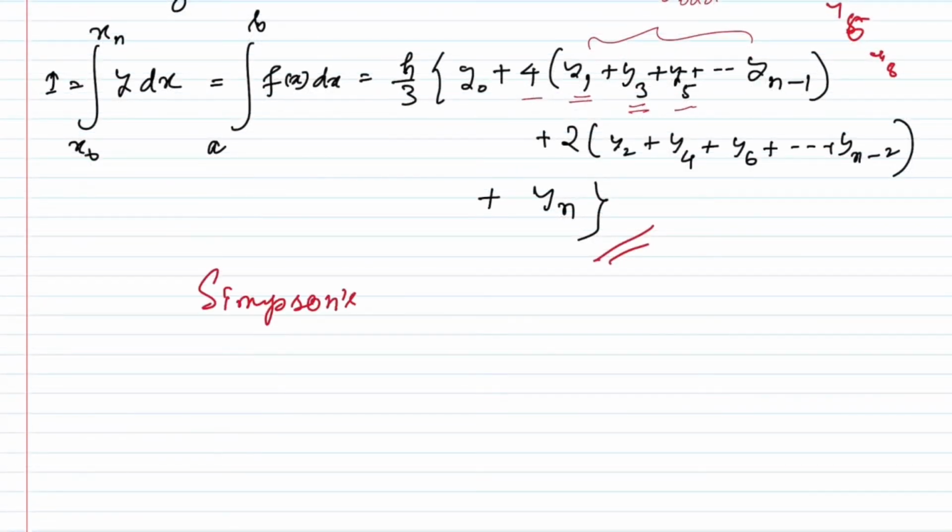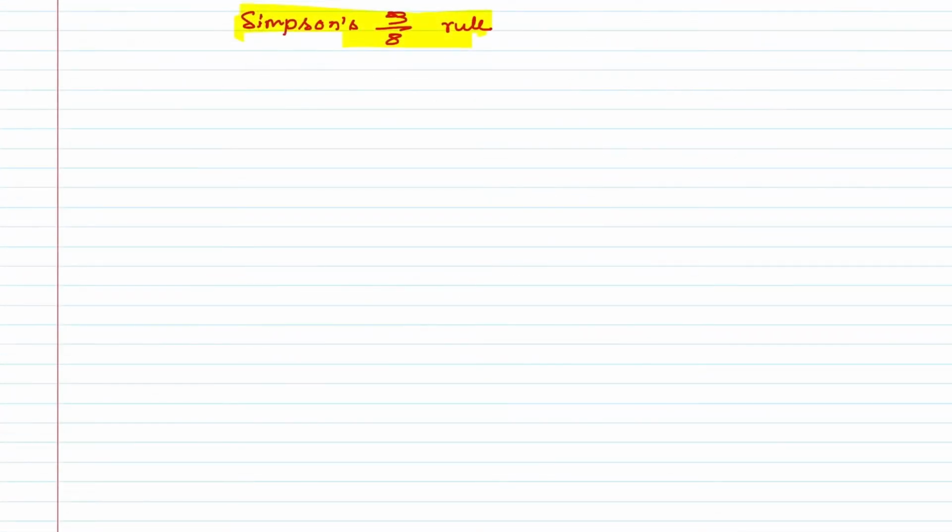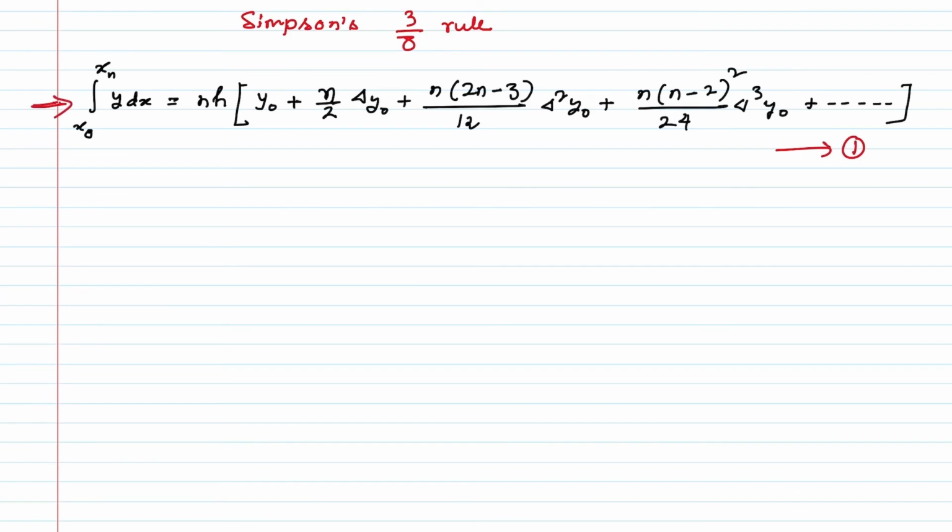So this is Simpson's 1/3 rule. Again, from the same equation number 1 that we have used to derive Simpson's 1/3 rule, we can derive Simpson's 3/8 rule, using the same equation number 1 that we have already used. Now we will use this same formula to derive Simpson's 3/8 rule. So how to use that?